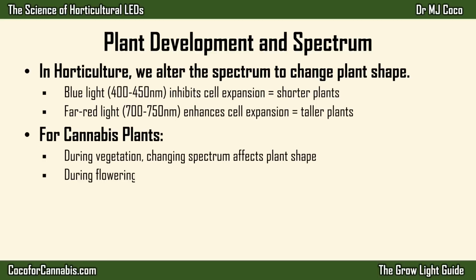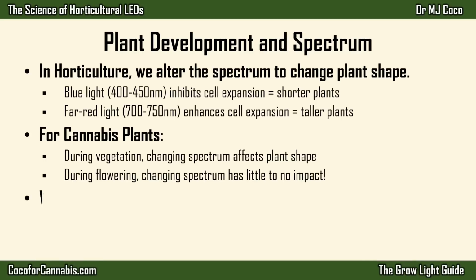However, during flowering, changing spectrum has little to no impact. Many growers think that there's some magical spectrum that will produce the best cannabinoids, but the evidence we have suggests that's not true. For example, in research reviewed by Bugbee, altering the ratio of blue light from 4 to 20% during the flowering period had no impact on yield or the production of cannabinoids.